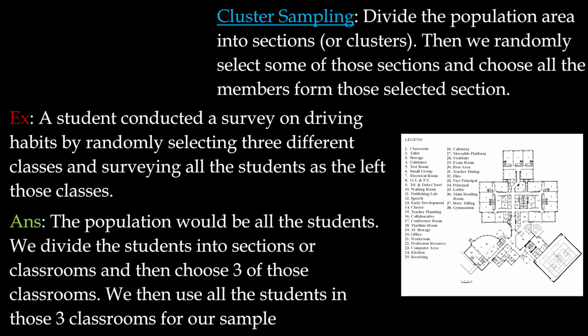For this question, the population would be every single student. What we're going to do is we're going to divide the students into sections, or in this case classrooms, and then choose 3 of those classrooms. We then use all the students in those 3 classrooms for our sample.